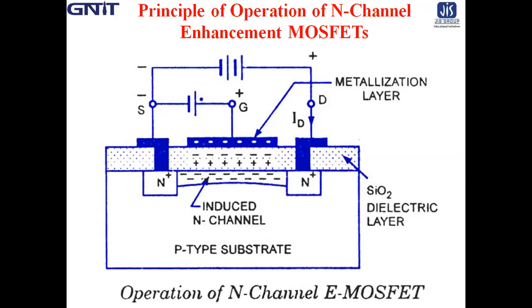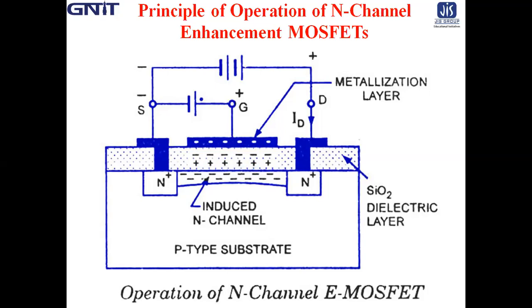These negative charges of electrons, which are minority carriers in the p-type substrate, form an inversion layer between the two diffused n layers. See, this is the inversion layer.